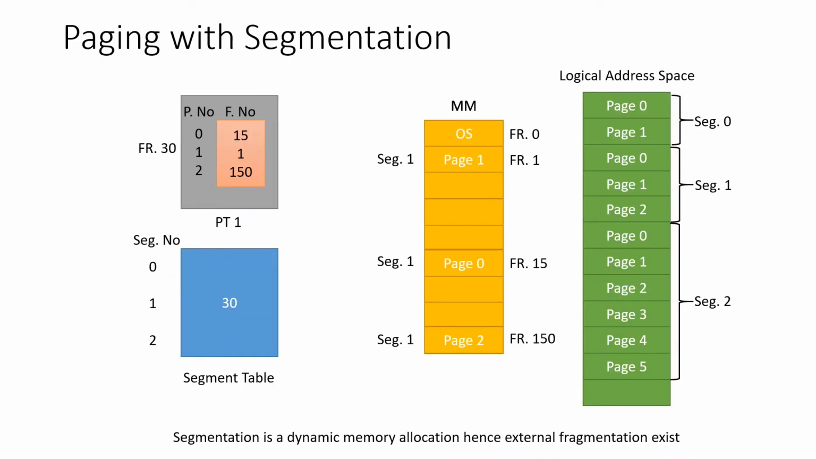Now we'll see paging with segmentation. Here what we do is the logical address space, that is secondary memory, is divided into segments: segment 0, segment 1, segment 2. I have shown here 3 segments, and each segment is divided into number of pages. So here segment 0 has 2 pages, page 0, page 1. Similarly segment 1 will have 3 pages, 0, 1, 2. Segment 2 has 6 pages, 0, 1, 2, 3, 4 and 5.